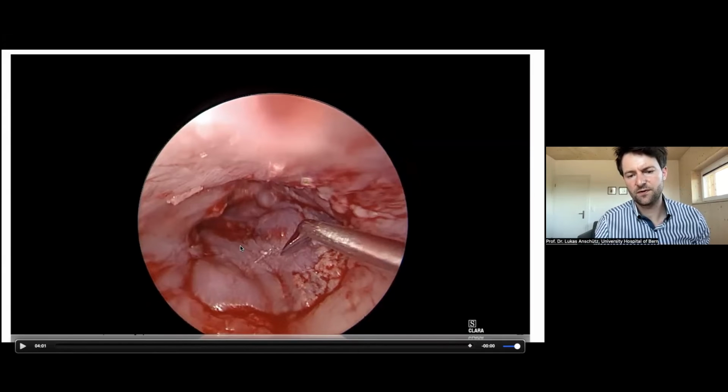So you can see, even if the ear is not in a good condition, the endoscopic approach gives you quite a good solution.